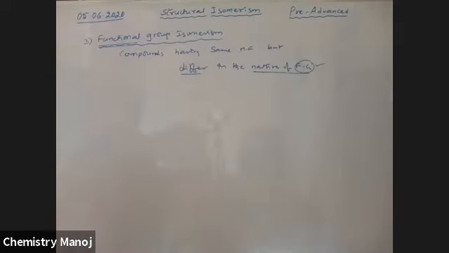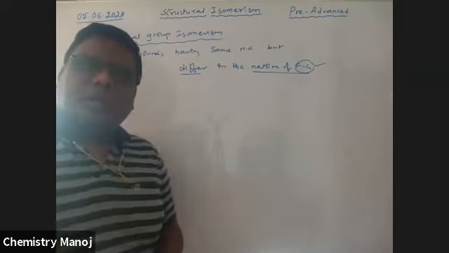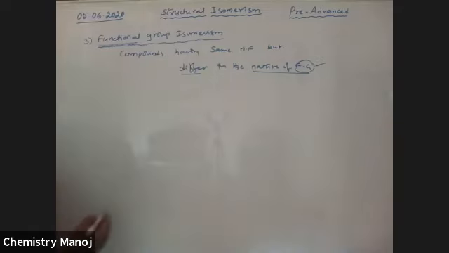Chain is different, chain isomerism. Position of the substituent is different, position isomerism. A total functional group is changed, that is why it is functional group isomerism or functional isomerism. So here one functional group is changed to another functional group. See here examples.